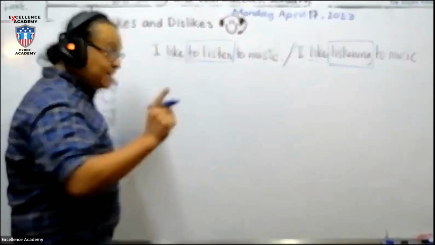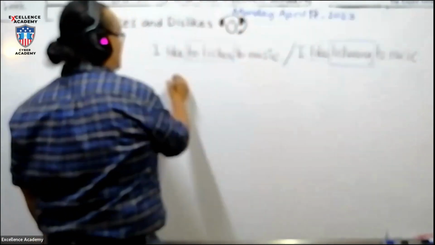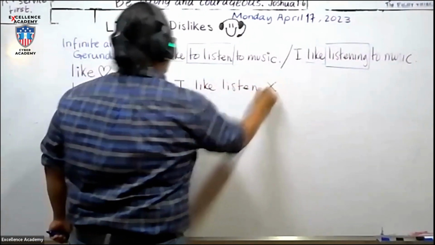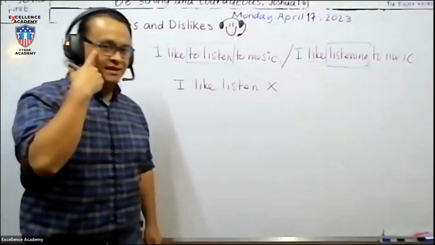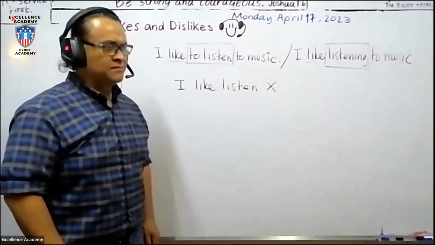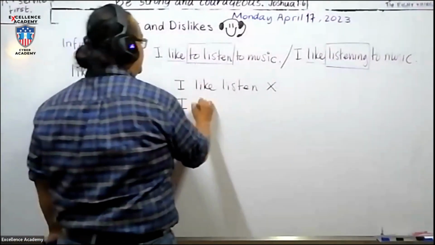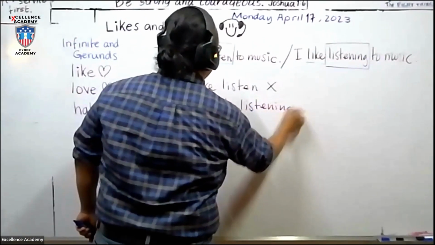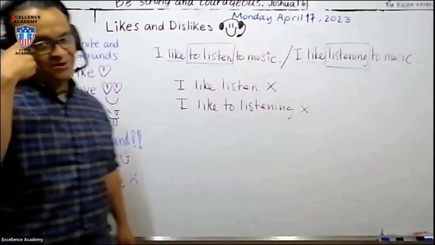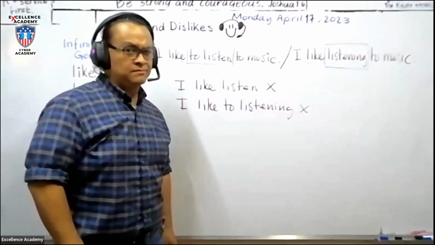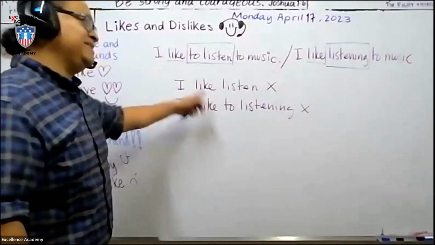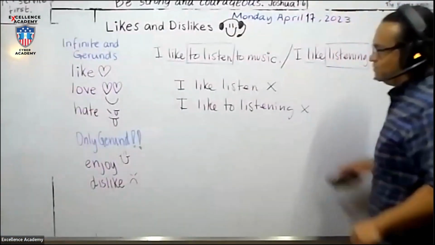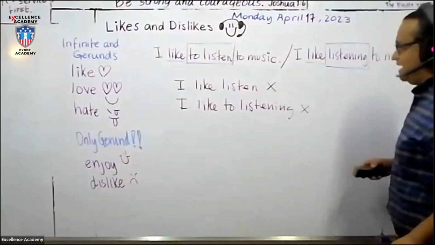What is not correct is to do some weird type of thing, like common mistakes. I like listen. Oh my God, every time I hear that, my eyeball goes like, what? Or the other kind of mistake, which is like a combination: I like to listening. When somebody says that, my eyebrow goes like this. So these are common mistakes. You don't want that. That's wrong. What you want to do is I like to listen and I like listening.